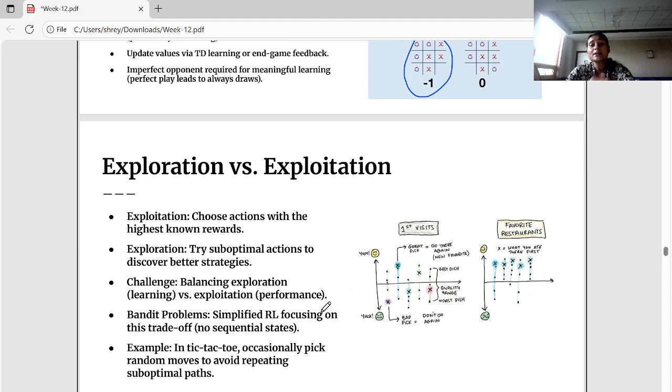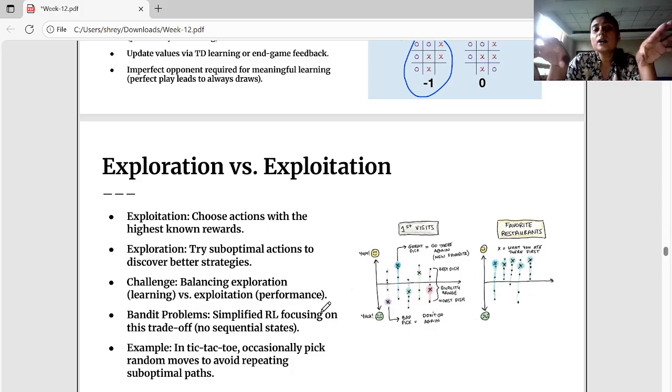Now next thing is exploration versus exploitation. So basically these two things are very important whenever we are going to choose for optimization. Why? Exploitation means choosing the actions with the highest known rewards. It means you have some knowledge, now you are choosing some state. It is called exploitation. Exploration means trying suboptimal actions to discover better strategies.